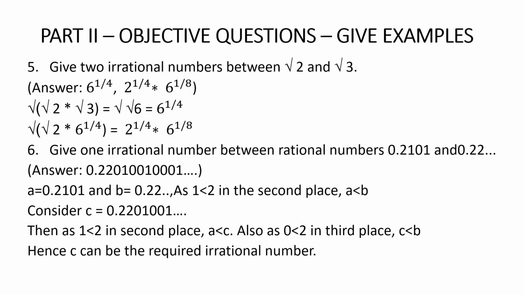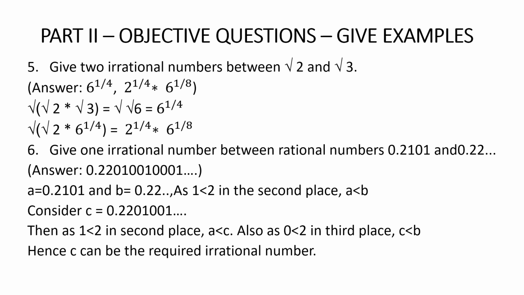So what we can do is we just have to apply the square root. So the square root of root 2 into root 3 is 6 raised to 1/4. Similarly, again take the square root of root 2 multiplied by 6 raised to 1/4, and that will give you 2 raised to 1/4 into 6 raised to 1/8. So these will definitely be irrational numbers.